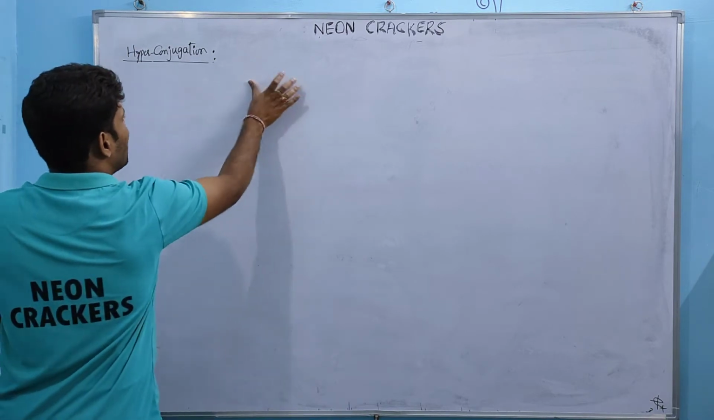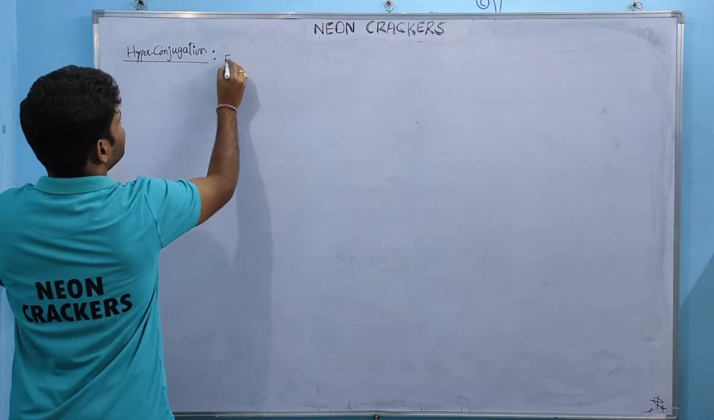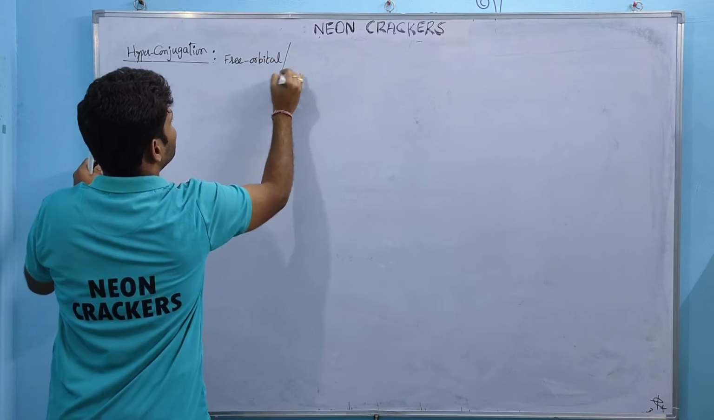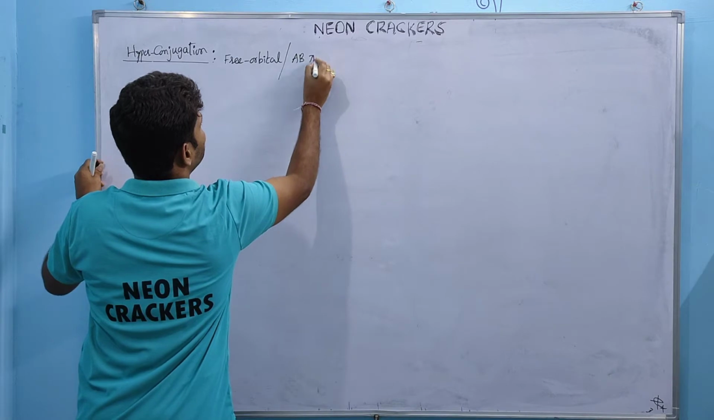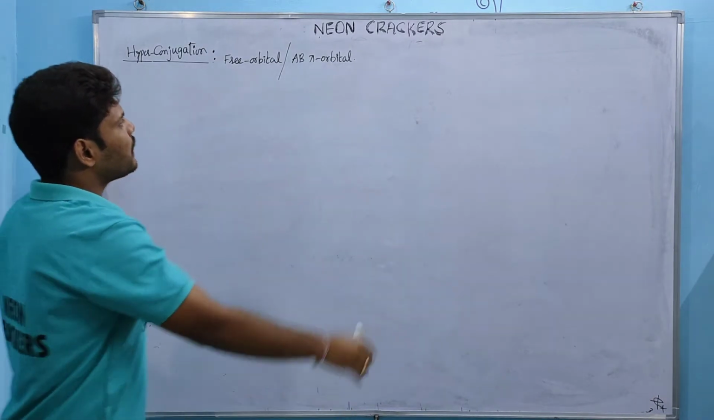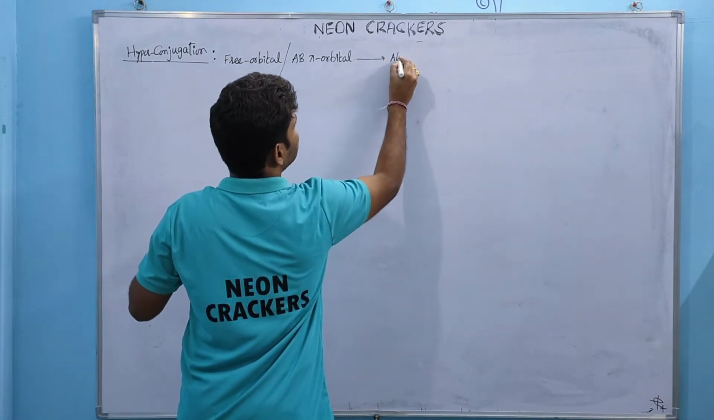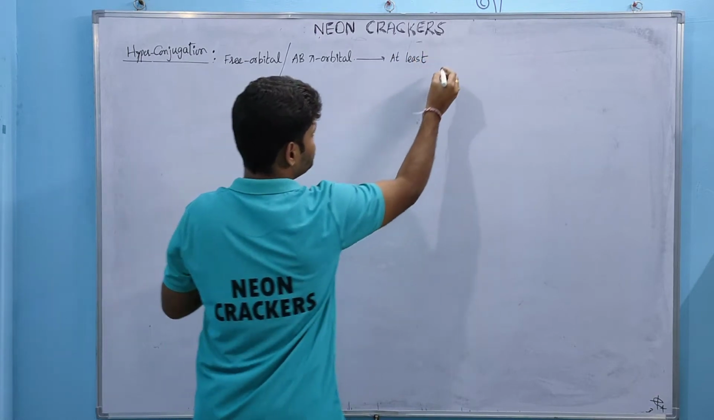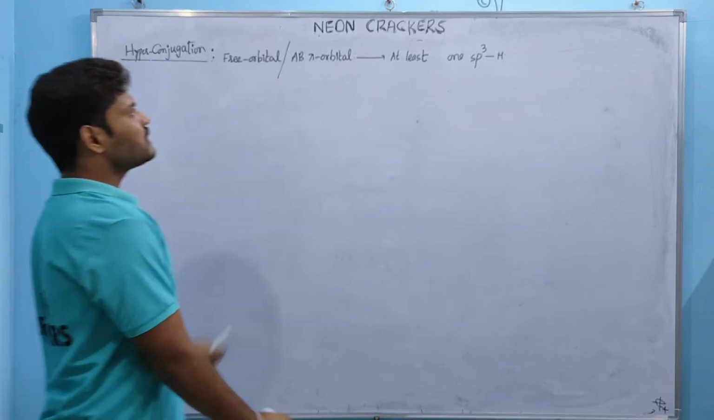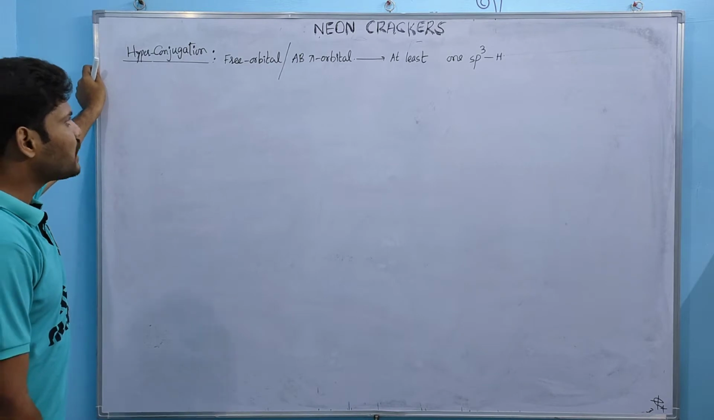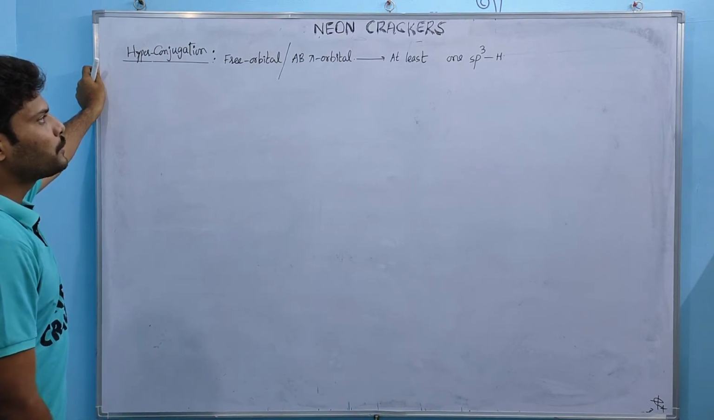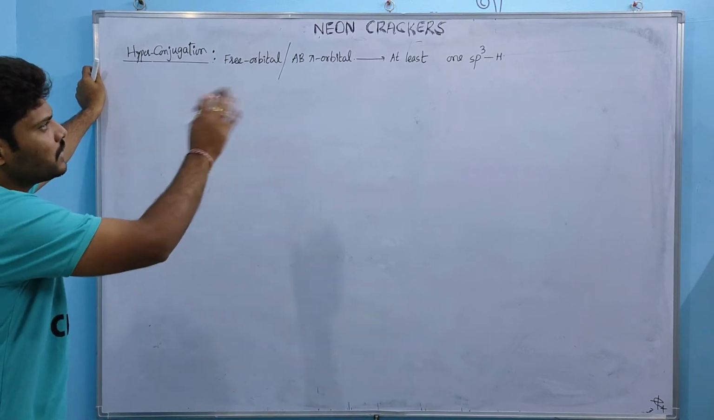Hyperconjugation, what is the condition here? There should be a free orbital. First condition is whether it is having a free orbital or an anti-bonding pi orbital. With respect to this free orbital or anti-bonding pi orbital, there should be at least one sp3 hydrogen. So this is a condition to show hyperconjugation.